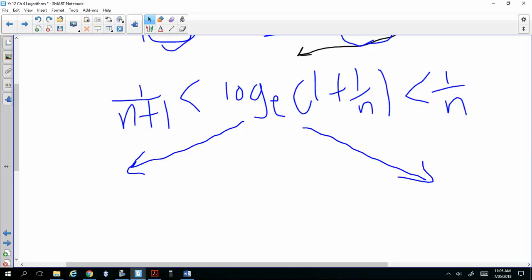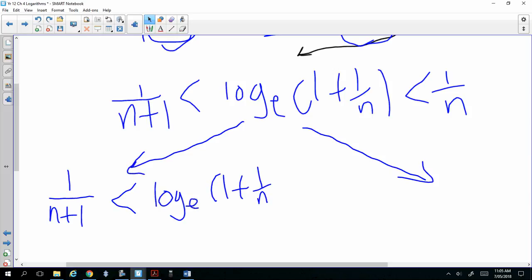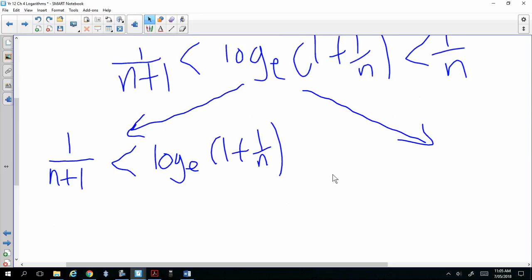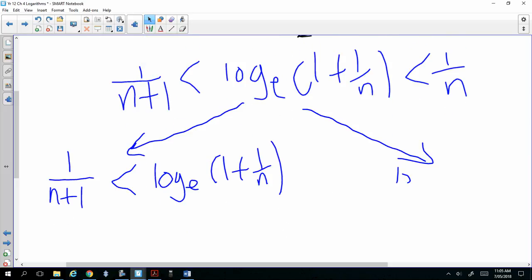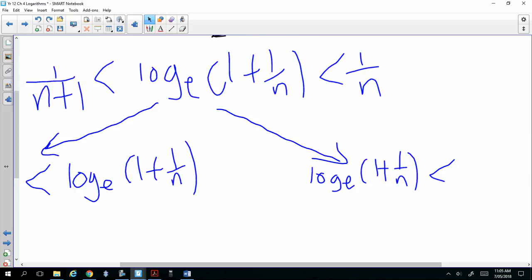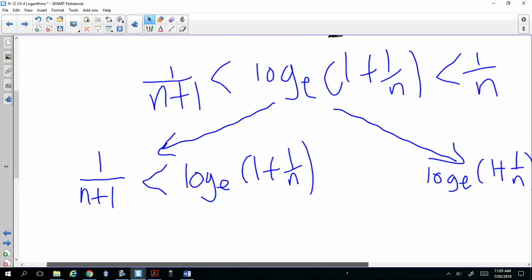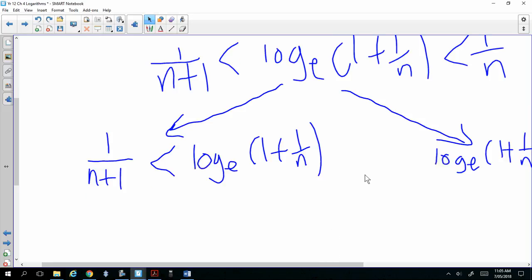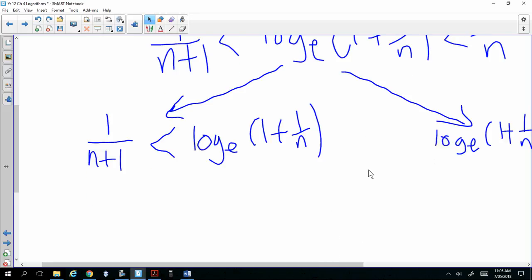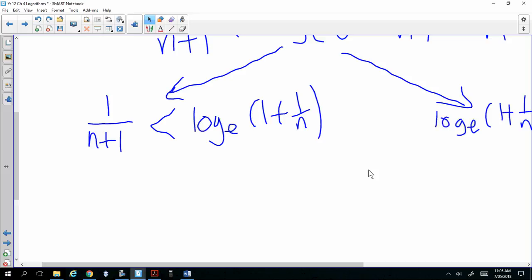Okay, we're going to write this one here, and then write the other one there. Log base e of 1 plus 1 over n is less than 1 over n. So we're going to split the inequality into two parts, and then we're going to use the rule that we have. I'm going to write it in a different color pen. Remember this: e to the power of log base e of f(x) becomes f(x).